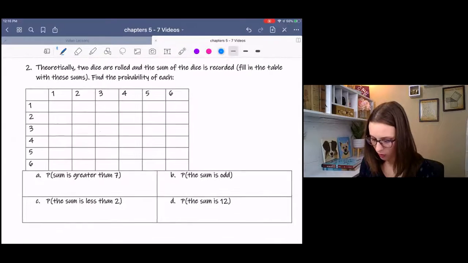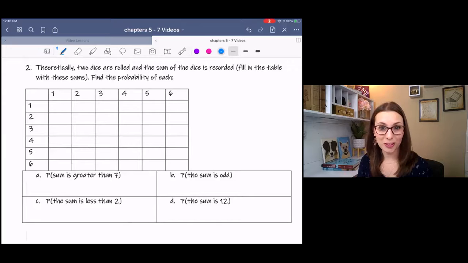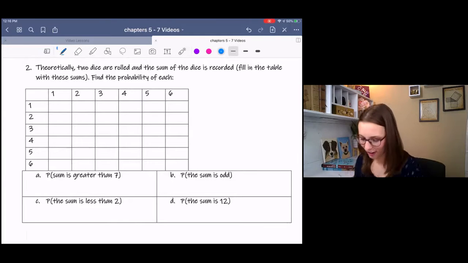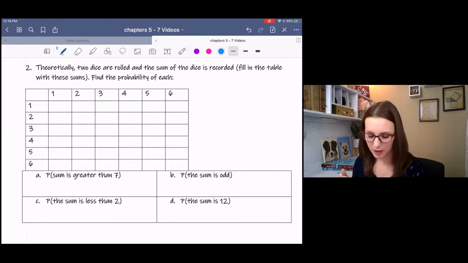So here's another one. We have 2 dice are rolled. Dice is plural, die is singular. I always get those mixed up because mice is plural. No, wait. Yeah, that makes sense. Mice, plural, dice, plural. All right. I don't know why I always get those mixed up. That's kind of silly to get mixed up.